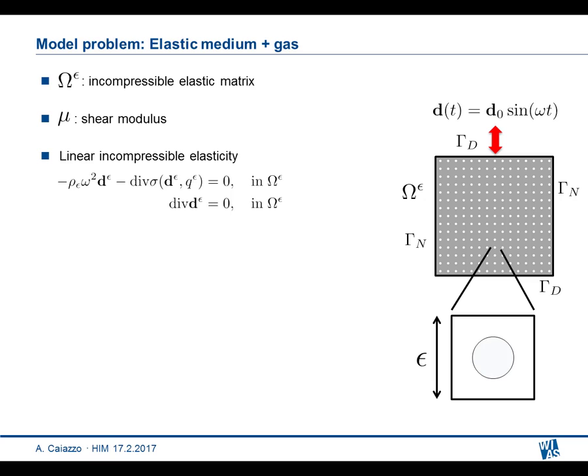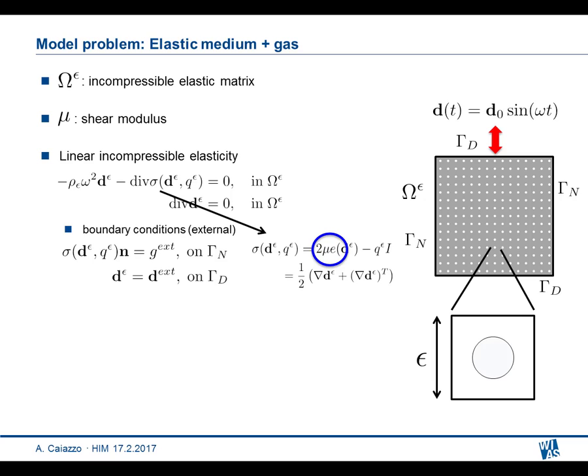So the equation I want to solve is linear incompressible elasticity. This is the equation in frequency space. Sigma is the standard stress tensor, E is the deformation tensor, and Q is a Lagrange multiplier because we want an incompressible material. We have a standard boundary condition on the external part. For example, here we assume a given displacement. This can be fixed, or this can be a free boundary.